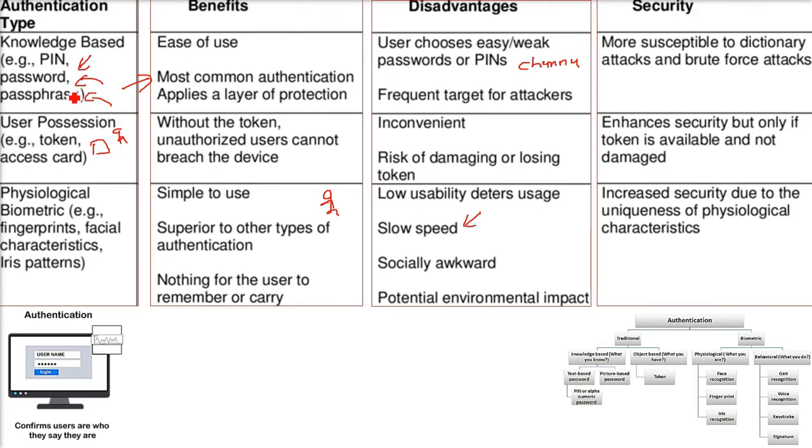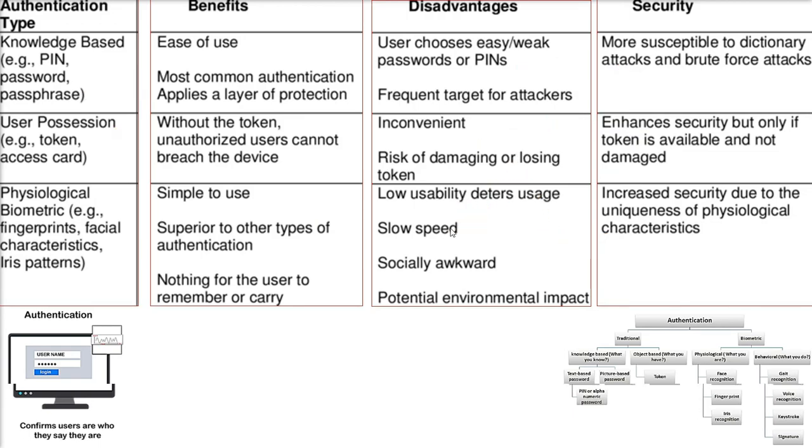Security. See, the knowledge based is more susceptible to dictionary attacks and brute force attacks. There are certain big machines which can actually break your password with combinations of all the keys on the keyboard. User possession enhances security, but only if the token is available and not damaged. But if it is taken or stolen by someone else, security can be vandalized, you can say it can be jeopardized. Then the security in the biometric is increased due to the uniqueness of the physiological characteristics.